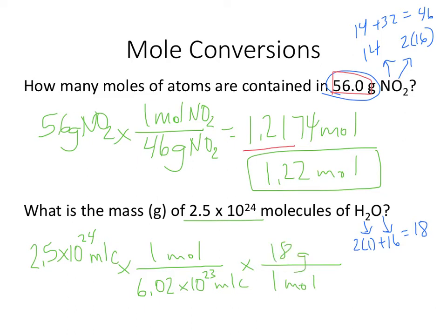If you wanted to, you could skip that second step and put the 18 directly on top of the first step, and that would be totally fine. Because either way, you're going to multiply 2.5 times 10 to the 24 times 18 divided by 6.02 times 10 to the 23rd, and you're going to get 74.75. Looking at the significant figures, 2.5 has 2 significant figures, so we'll round this number to 75 grams.